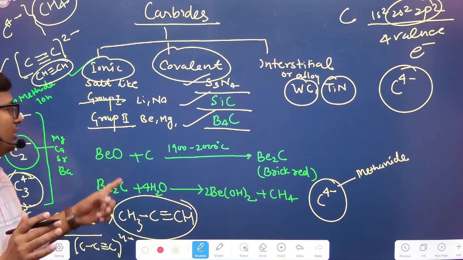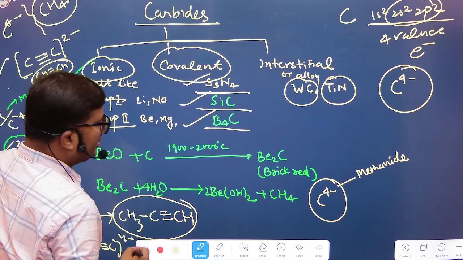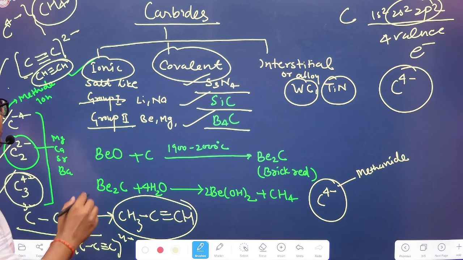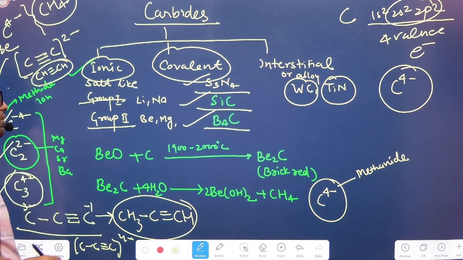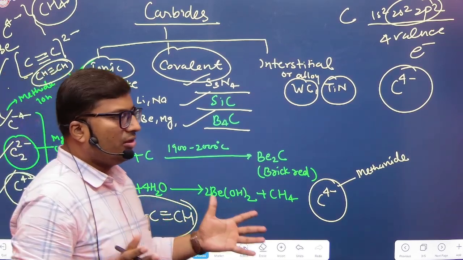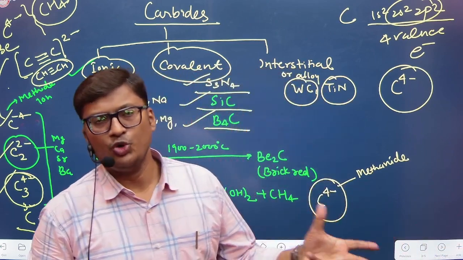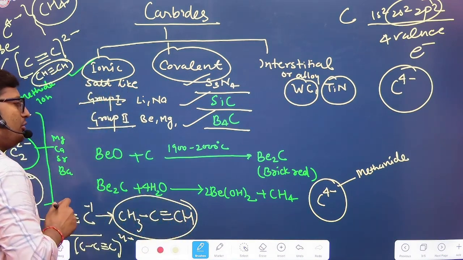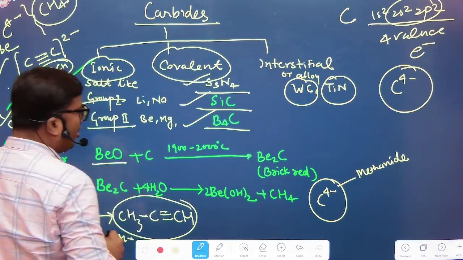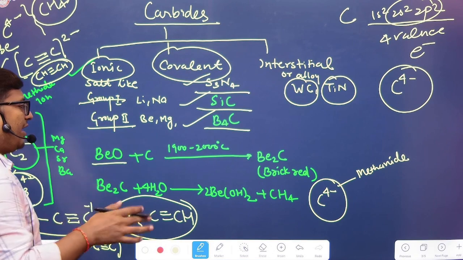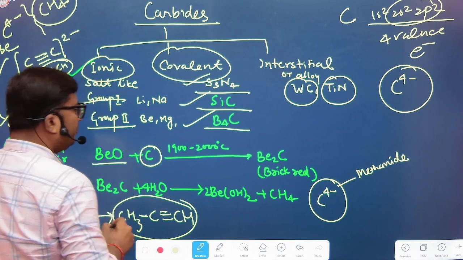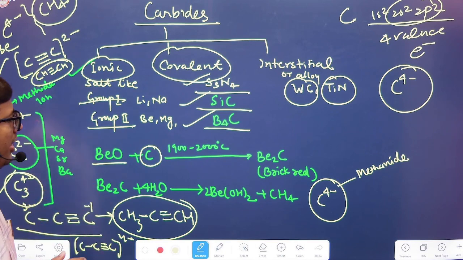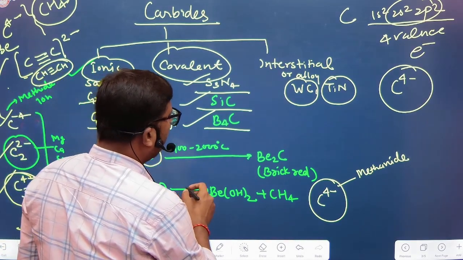In the case of alkaline earth metals, the first element is beryllium, right? If I think about how beryllium carbide is produced, it is produced through a reaction at high temperature. Beryllium oxide, which is a covalent compound, reacts with carbon in an electric furnace at high temperature, that is 1900 to 2000 degrees centigrade.